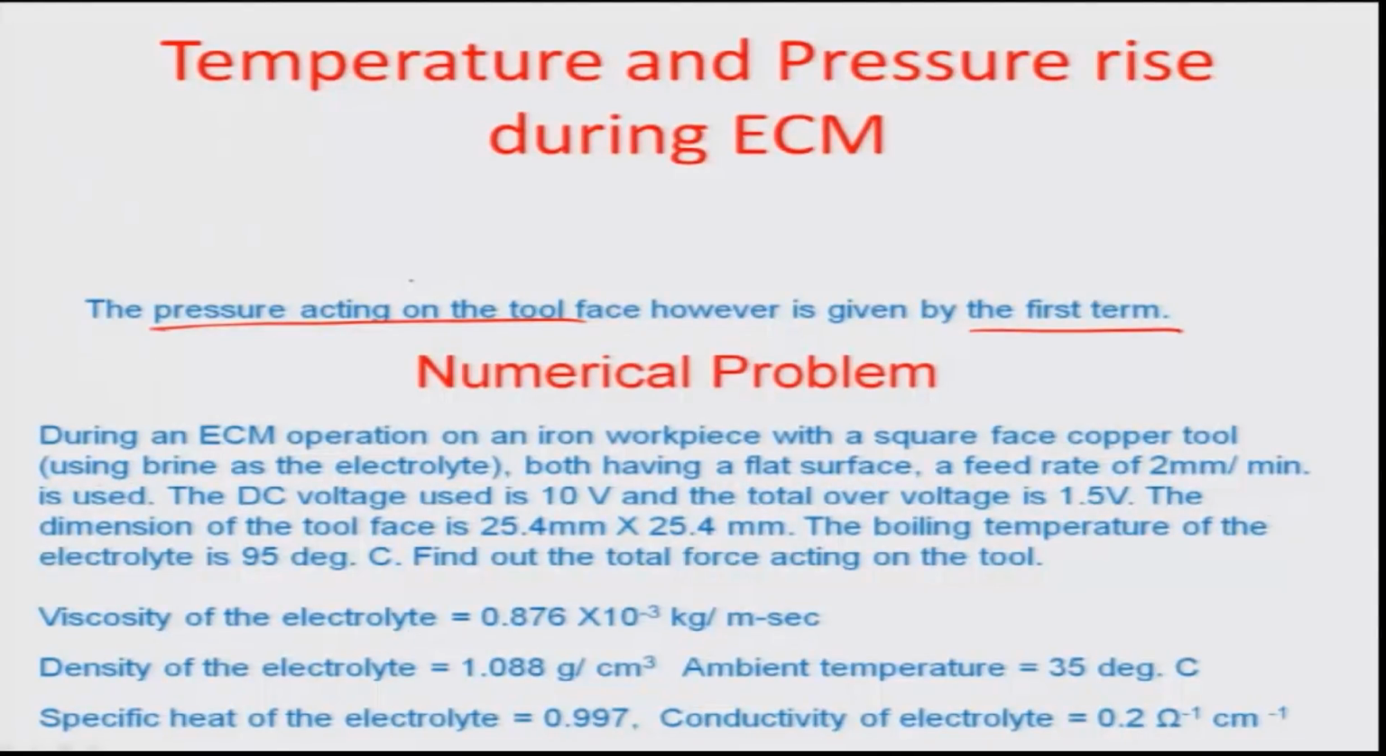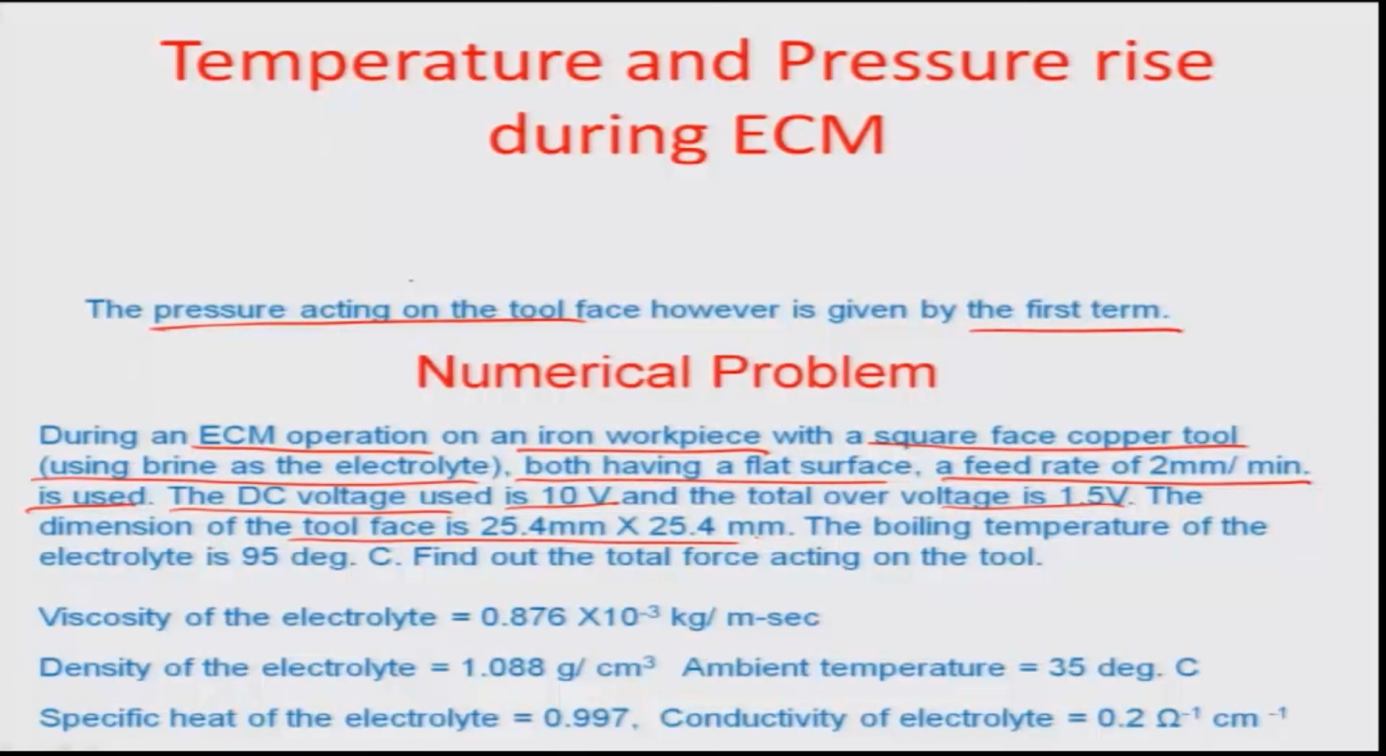So, in this numerical example, we have an ECM operation being carried out on an iron work piece, with a square face copper tool using common kitchen salt solution as electrolyte, and they are both having a flat surface and a feed rate of 2 millimeter per minute is used. The DC voltage that is applied is about 10 volts, the total over voltage is 1.5 volts, and the dimension of the tool face is 25.4 mm into 25.4 mm. So, it is a square tool face.